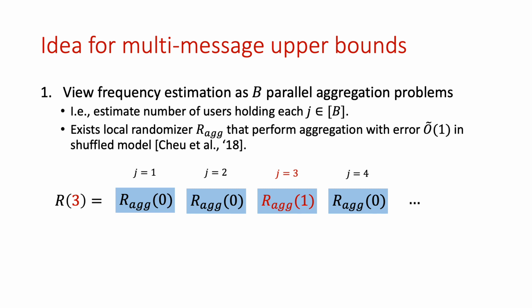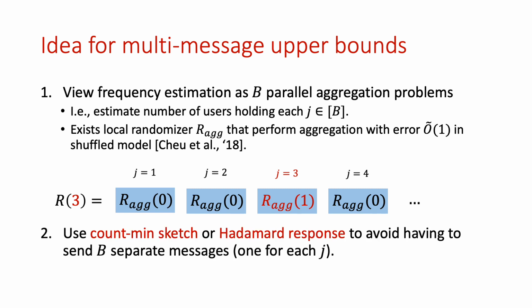Now, by concatenating B of these local randomizers, one for each of the domain elements, we can get a shuffled model protocol with B types of messages, where each user outputs B messages that can estimate the frequency of each item j. The issue here is the communication has to be at least on the order of B, and this might be very, very large and make it infeasible in practice. So the second idea of our proof is to use a trick, either from Count-Min sketch or Hadamard response, to avoid having to send B separate messages.